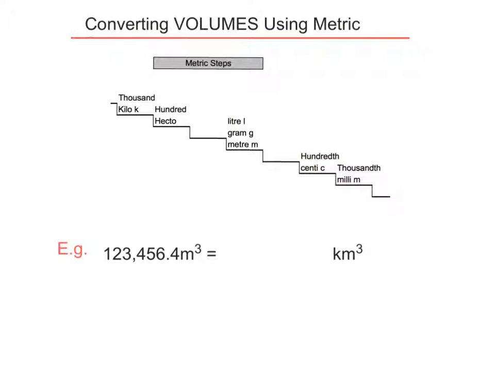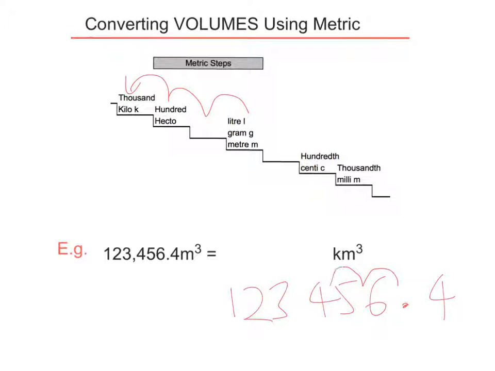Going from metres to kilometres, I need to move 3 steps to the left. So 1, 2, 3, 4, 5, 6.4. So because it's 3 steps to the left and I'm doing volume, I need to move 3 times 3, which is 9 steps to the left. So 1, 2, 3, 4, 5, 6, 7, 8, 9. There's the decimal point. Fill in the gaps with zeros.